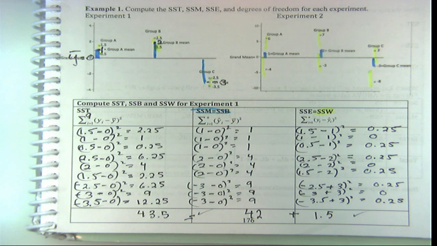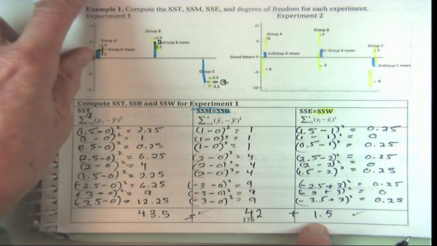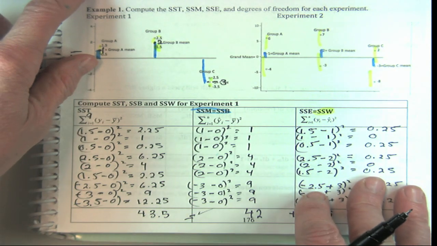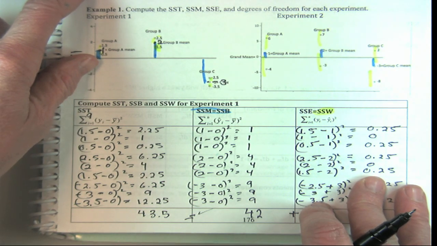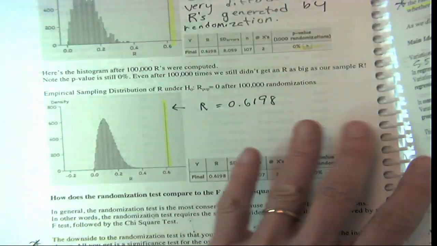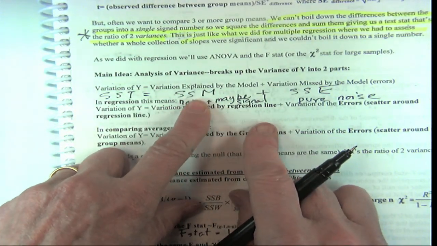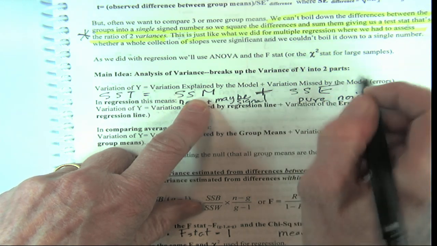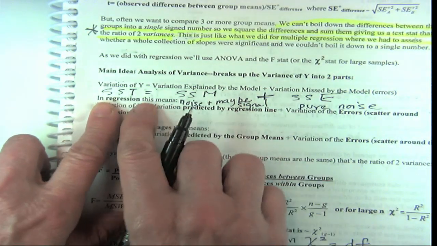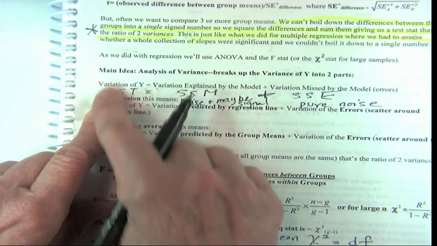Yes? I have a question. How did you know right away that it was 1.5? How did I know it was 1.5? Because I'm using the basic idea for all analysis of variance, that the sum of squares total is equal to the sum of squares model plus the sum of squares error. We're splitting that up. Good question, just to tie it together. We're splitting up this variability.